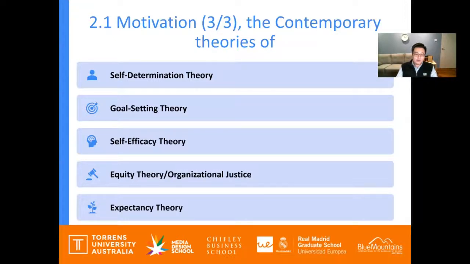The fourth one is equity theory, or organizational justice. It's a very important one and a very practical one as well, because we always compare with others in the organization, in the society, trying to seek the equity moment, or equity thing, the equal rights. Equity theory is trying to talk about this kind of justice.